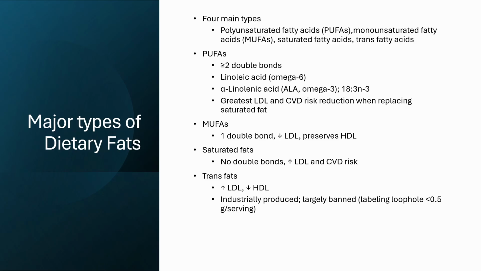Replacing saturated fats with PUFAs provides the greatest reduction in LDL cholesterol, total cholesterol, and cardiovascular disease, more than replacement with MUFAs. Omega-3 fatty acids may provide some benefits in persons with cystic fibrosis and dementia, and may have a beneficial effect on cognitive development in children. These fats are usually liquid at room temperature. MUFAs contain a single double bond and also reduce LDL cholesterol while preserving HDL cholesterol when substituted for saturated fats.